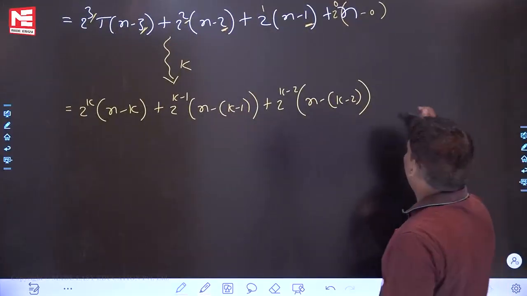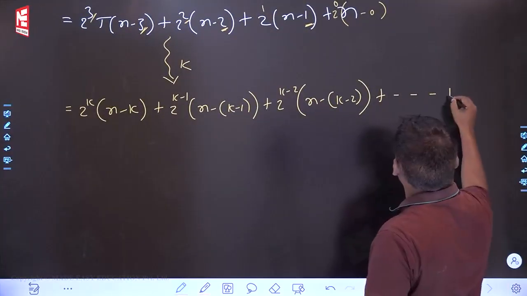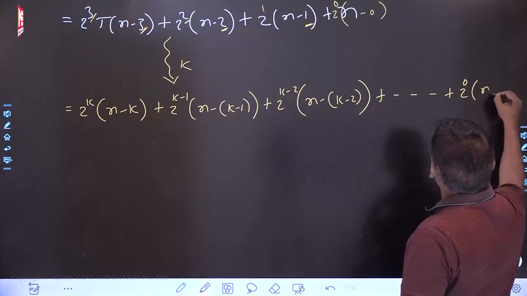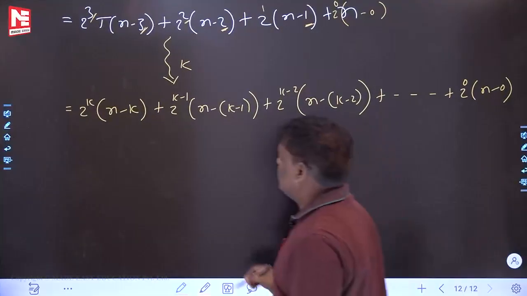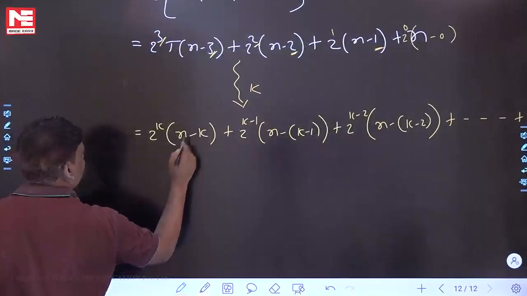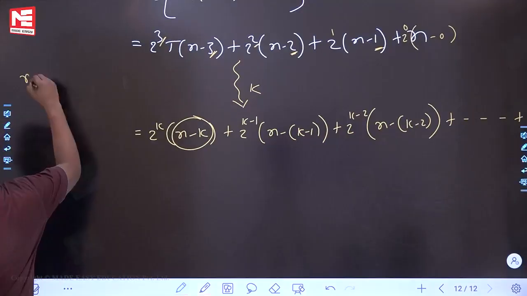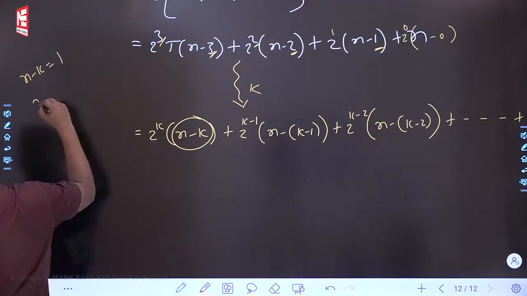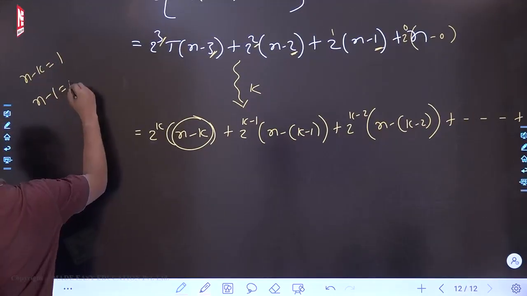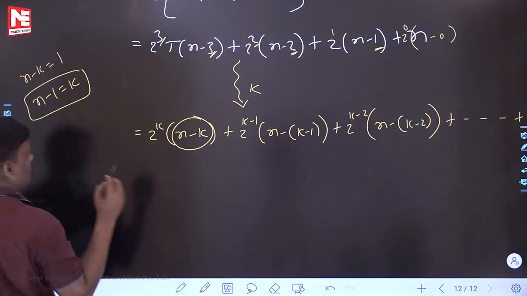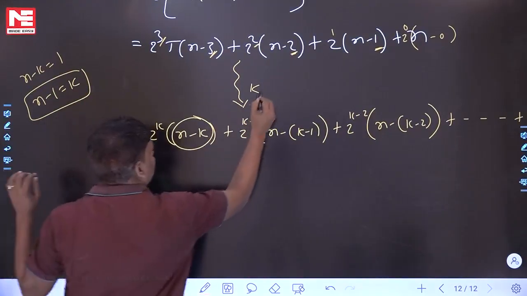Right? It keeps on going until the last one. What is the last one? 2 power 0, n minus 0. Right? Like this. Next one, some people are asking, what is the termination condition? This should be 1. N minus k is equal to 1. Right? N minus 1 is equal to k. K is n minus 1. Replace now. It will become k is n minus 1.